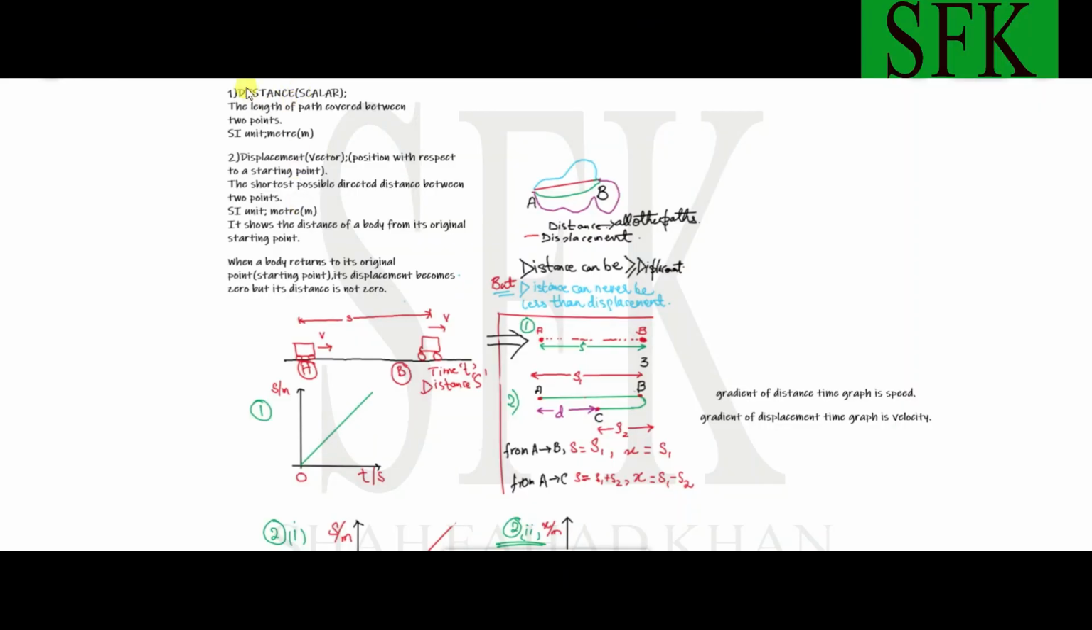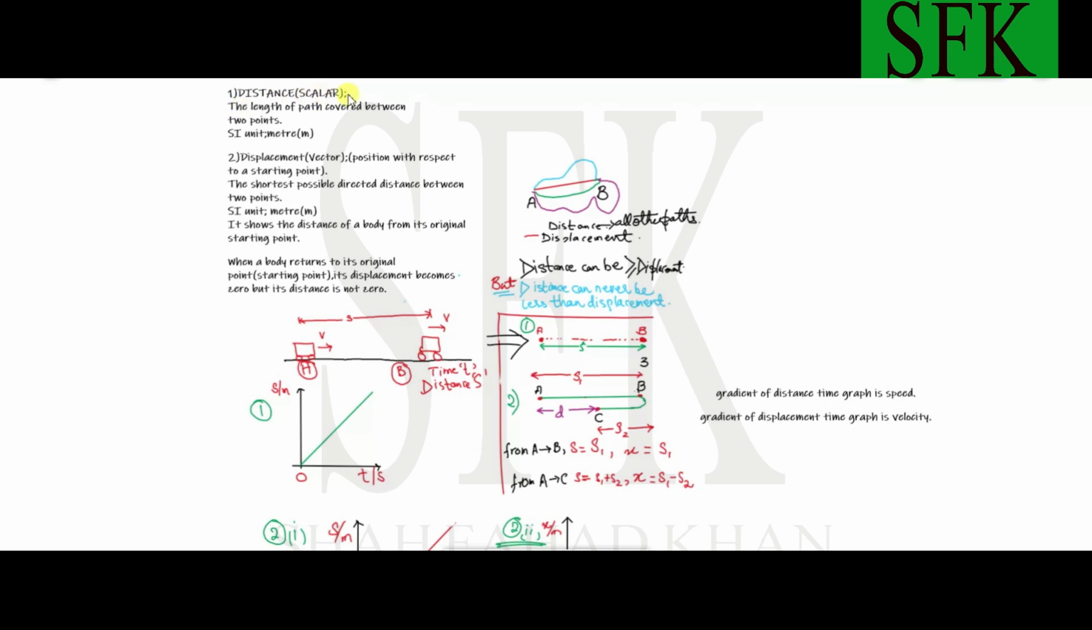Distance and displacement. Okay, so distance and displacement are both physical quantities. Distance is a scalar, whereas displacement is a vector. Let me give you a background of scalar and vector. Scalar is any physical quantity that does not have a direction, whereas vector has a direction. Scalar has both magnitude and a unit. Vector also has a magnitude and a unit.